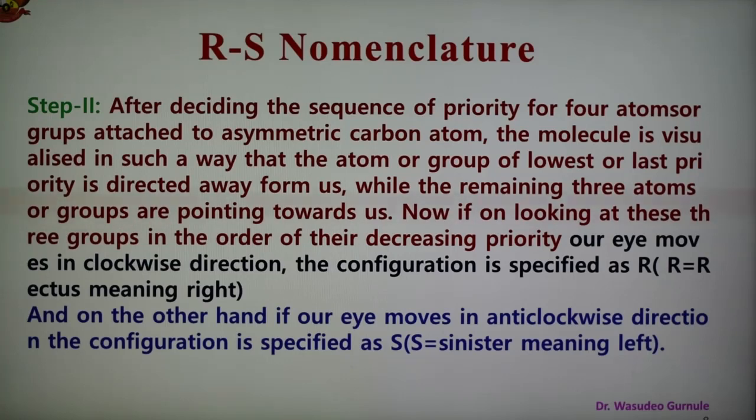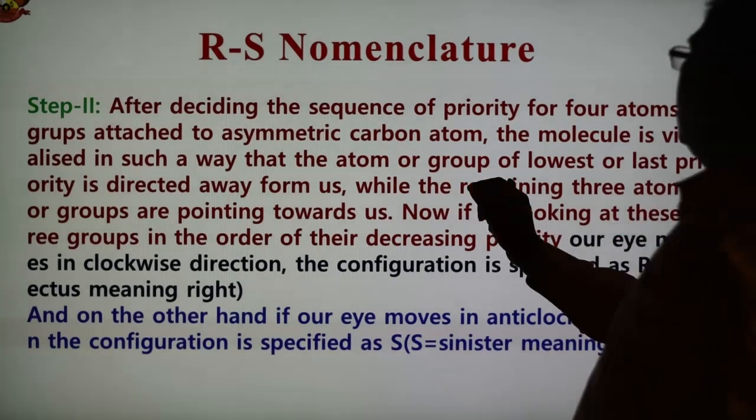Right means R, left means S configuration. So this is the R rectus, and S sinister. So we have to move our eyes: 1, 2, 3. Again, this is an important part.